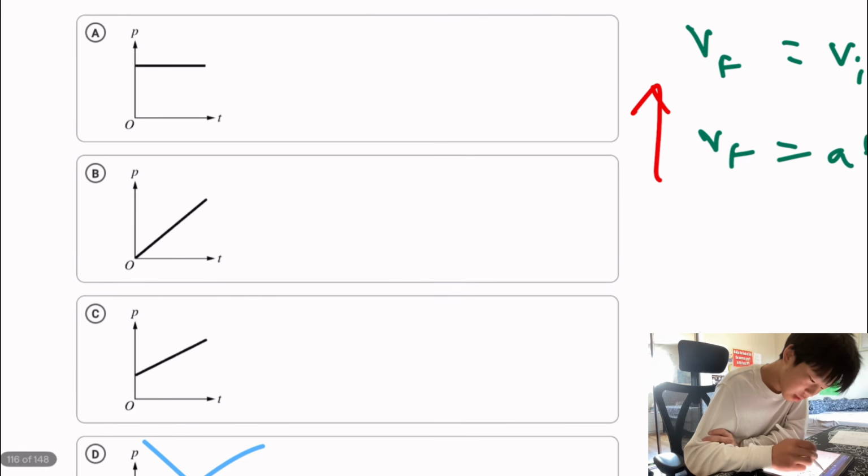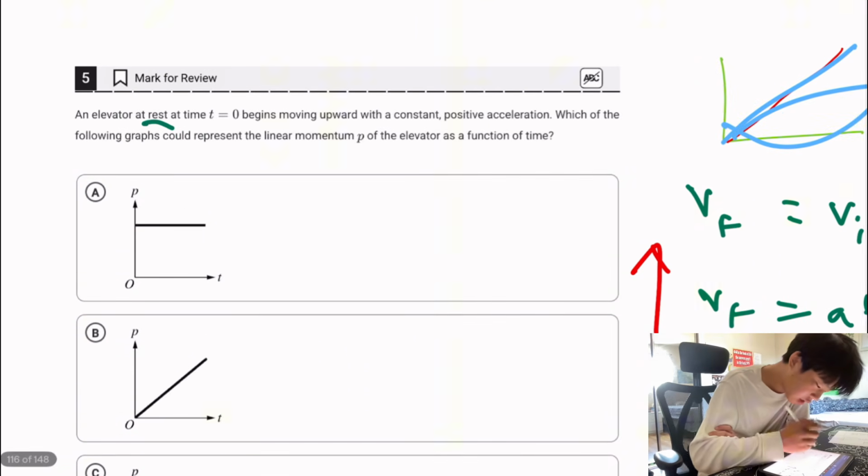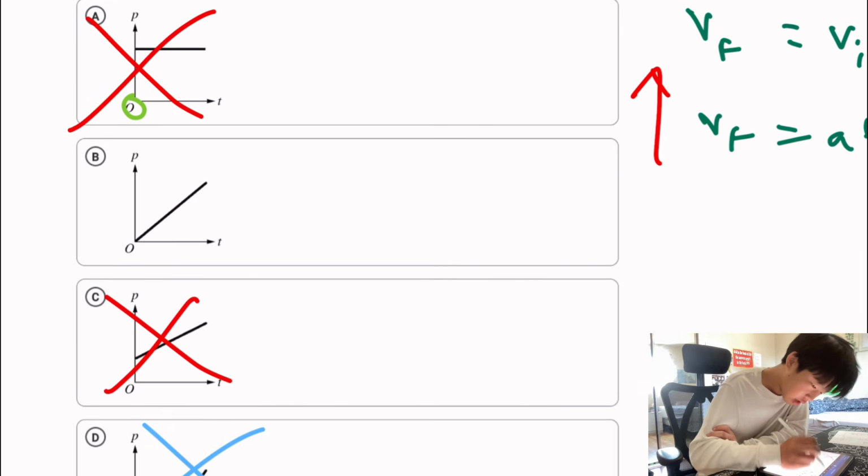And now we're just left with the linear functions. As you know, it starts from rest, so it needs to start from 0. So it can't be this one. Can't be this one either. It has to be B. Okay? Pretty easy. Pretty light. Super conceptual.